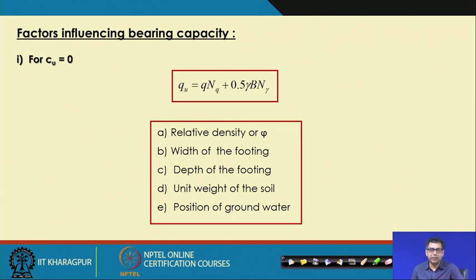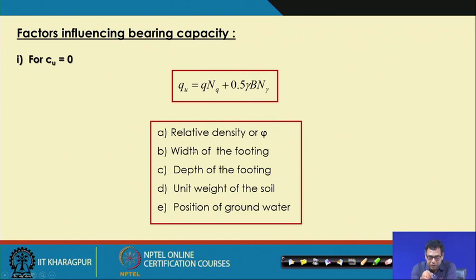Now, this is very important, what are the factors influencing the bearing capacity. Now, for C, in the first case, if your undrained cohesion Cu is equal to 0, that means it is a friction soil. So, if the undrained cohesion is equal to 0, the C and Nc part will vanish. So, there will be only q Nq plus half gamma B N gamma. So, that means this Nq and N gamma are functions of phi. So, it is the function of relative density that is influencing the bearing capacity, or in other words the phi value.